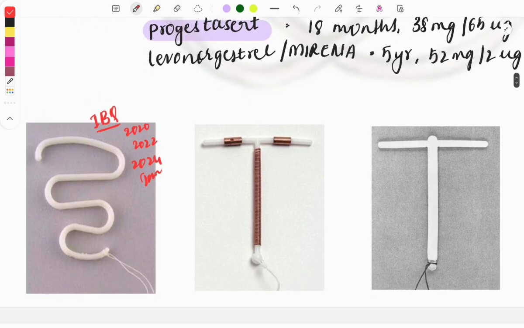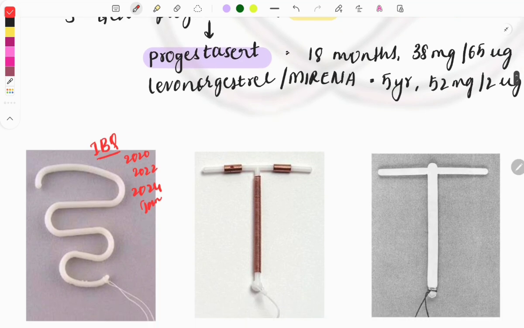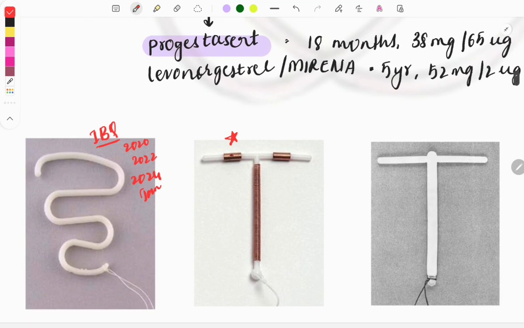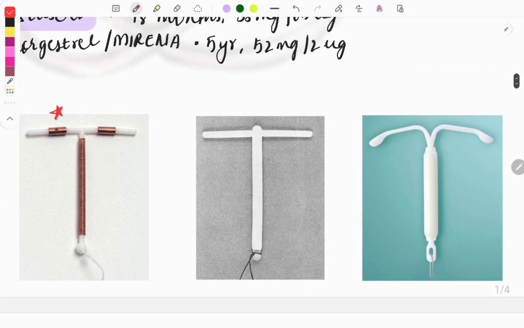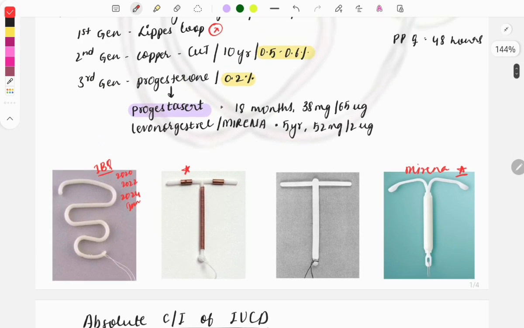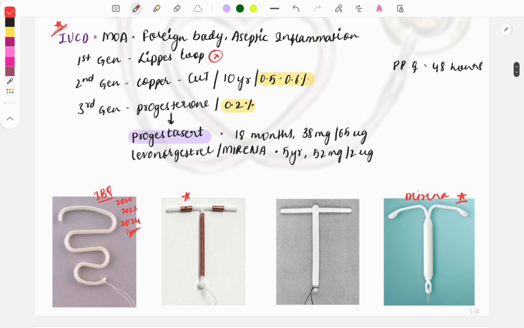So it is the combined oral contraceptive pill. So this is the copper T. This image is also important, and this one is the Mirena, progesterone containing. This one is the Mirena, and this is quite famously used nowadays in India, and this one is also hormonal, containing the progesterone. Okay, so these were the images. Mug up these images because it is very important.